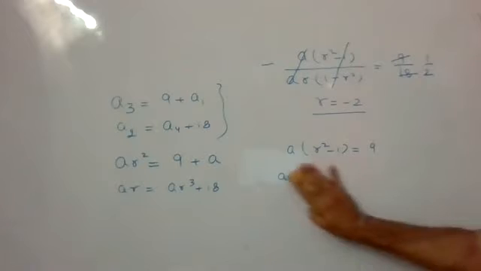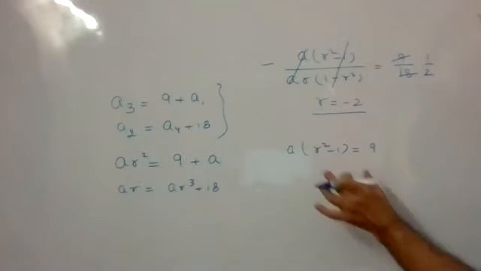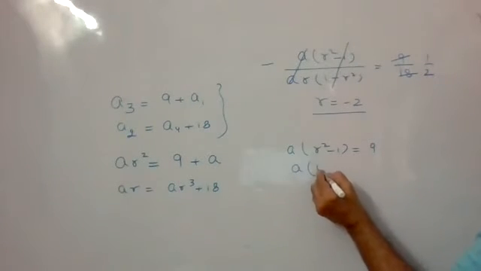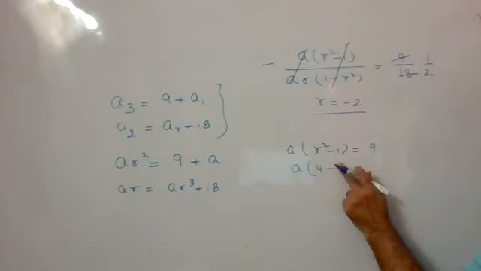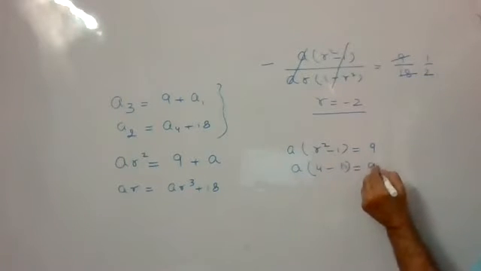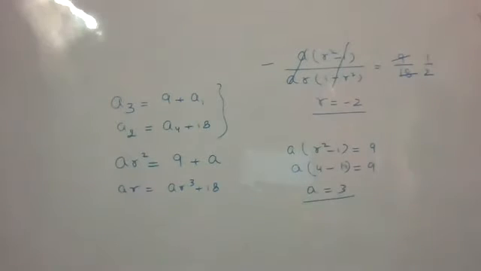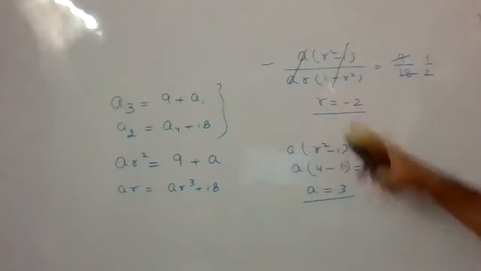As you got R is -2, so can you get A also? Very simple now. A into R square will be 4 now. 4 minus 1 is coming 9, so A is coming simply 3. So A is 3, R is -2.